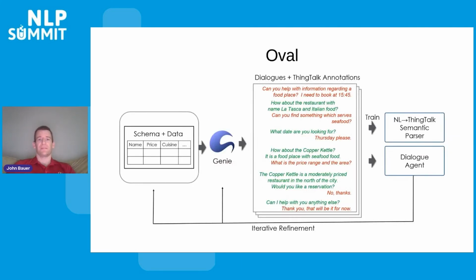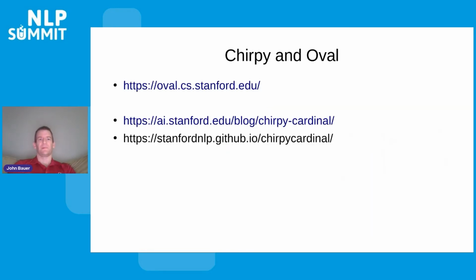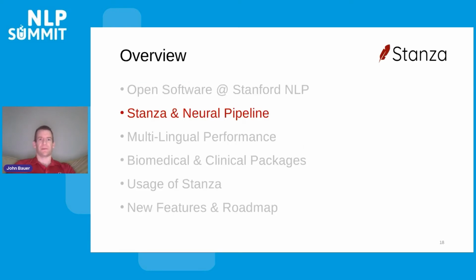A part of this is our Oval interactive dialogue agent for tasks. So this is also available. Both of these are available as part of the NLP group's open source software. Here are a couple of links to show you where you can learn more or to download the software.